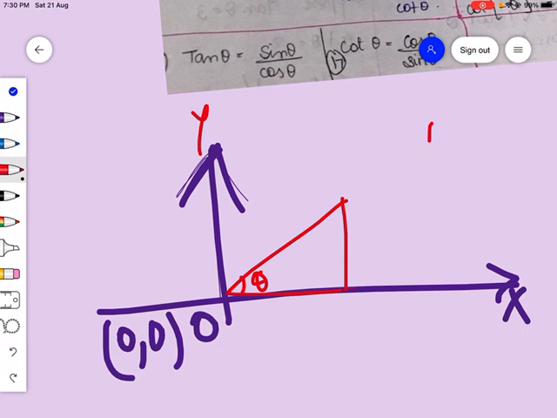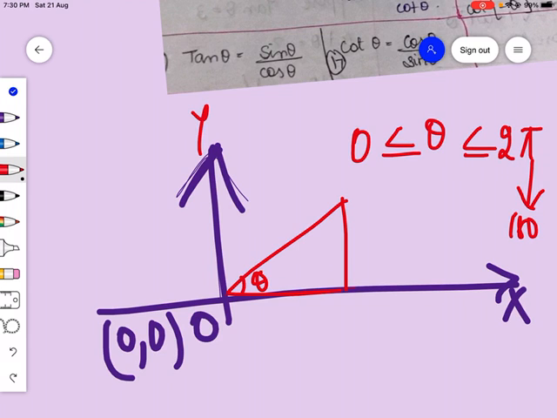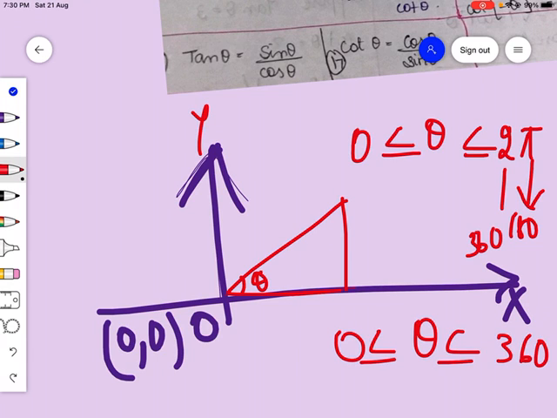Here what they are saying is that theta is greater than or equal to 0 and less than or equal to 2 pi. What is pi? Pi is nothing but 180. So 2 pi will be 360. In other words, theta is greater than or equal to 0 and less than or equal to 360 degrees. Because here it will end with 360, then it will start with 0 again. Right, that's what you have to remember.